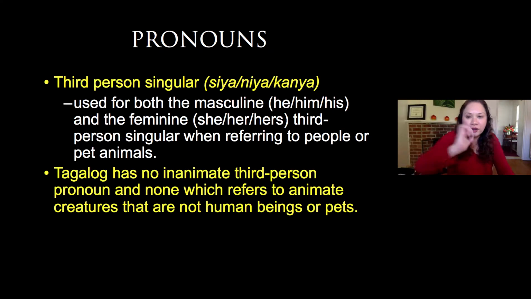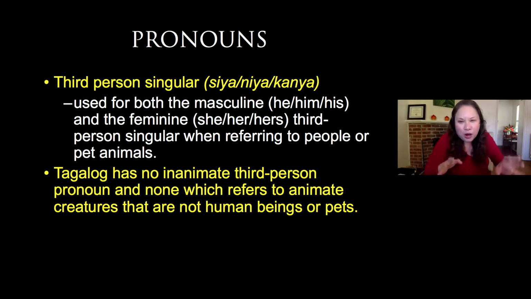Let's move on to pronouns. Okay. So now you have the third person singular. Siya, niya, and kanya. So remember, we use siya, niya, kanya both for the masculine he, him, his, and the feminine she, her, hers. So remember, pronouns in the Philippines are not gendered.